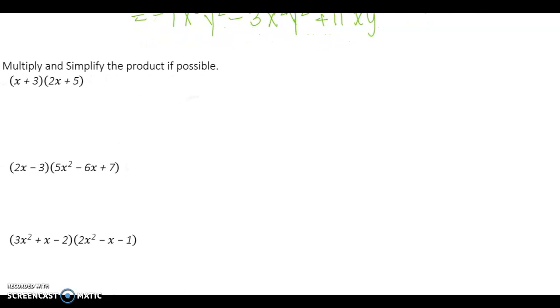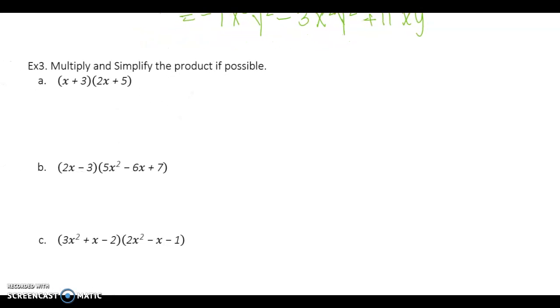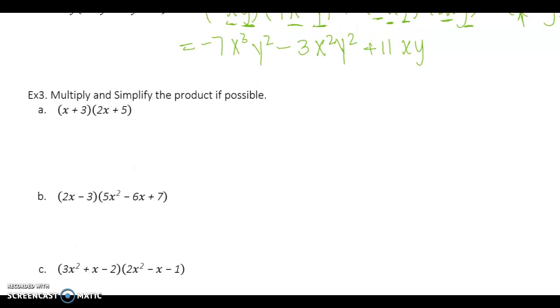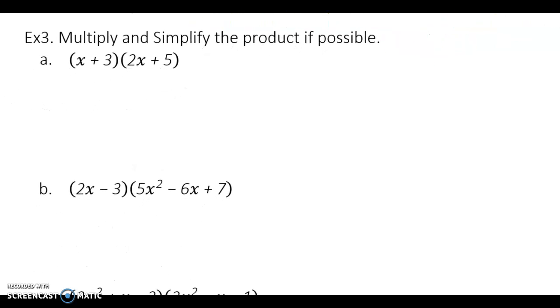All right, so next thing we're going to do is multiply. For these ones, it's a binomial times a binomial or a binomial times a trinomial. So in this case, we're going to use the box method to multiply these.